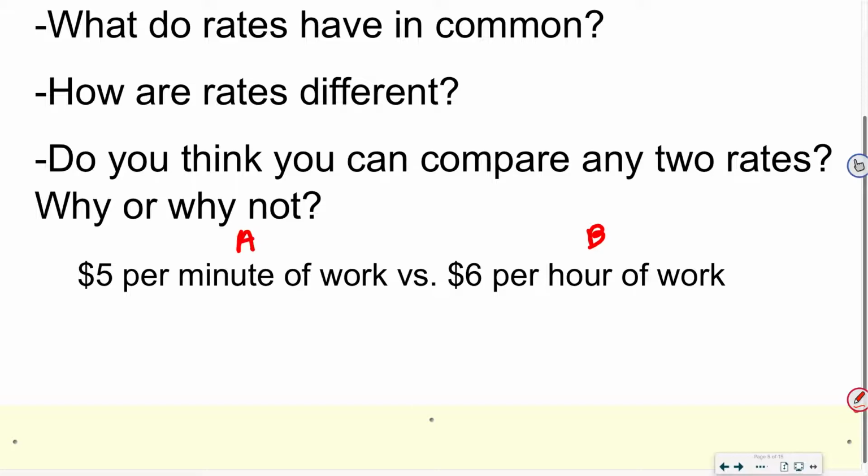Because it's a 6 and a 5. So we would think at first glance that 6 would be better than 5. But what's the difference? One is per minute. Company A is per minute, and the other company is per hour.